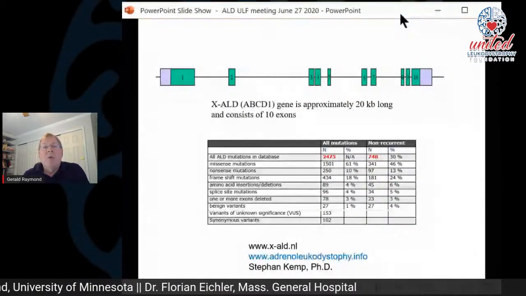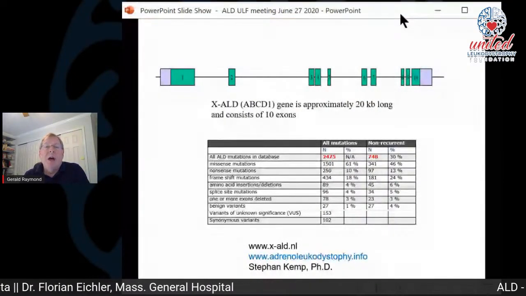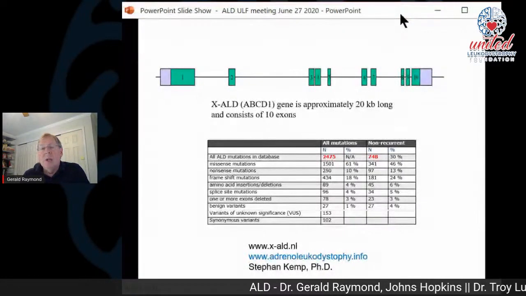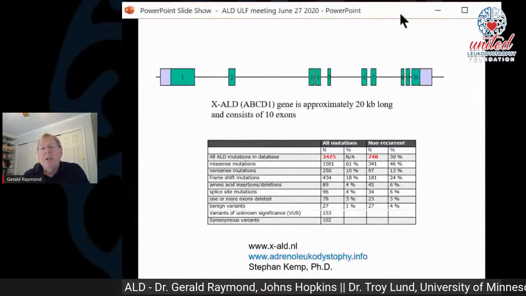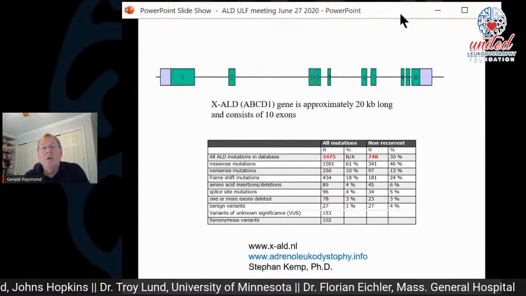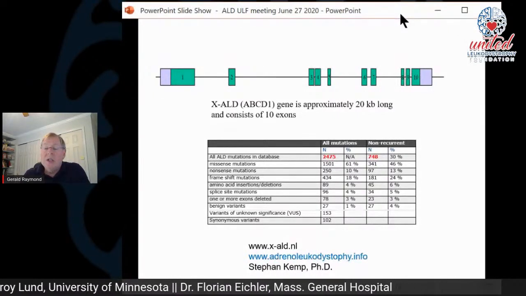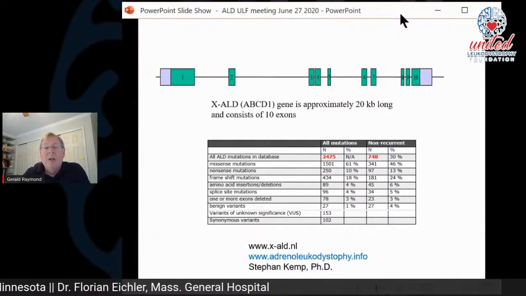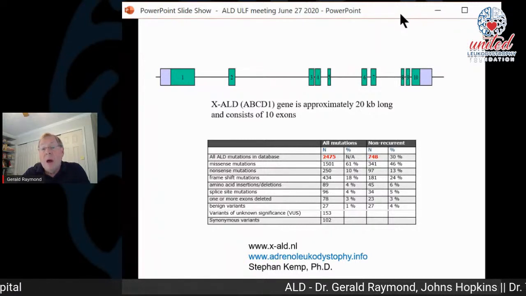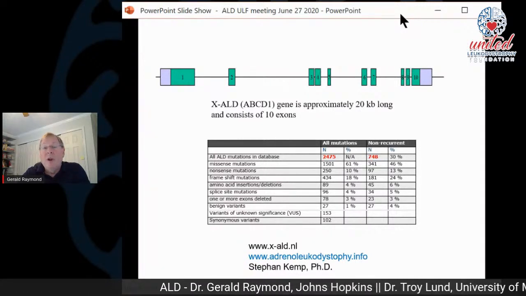ABCD1 is a gene that's about 20 kb long. It's a small to average gene. It has about 10 exons. But one of the more interesting things is that if you get DNA diagnostics for this, you're going to find a lot of different kinds of variations or mutations. And so we see all kinds of these variants. It's not unlikely that your family, if you have ALD, has a unique variation.